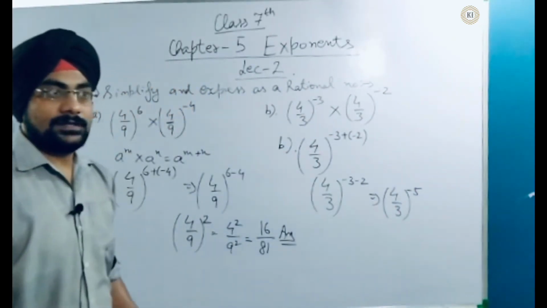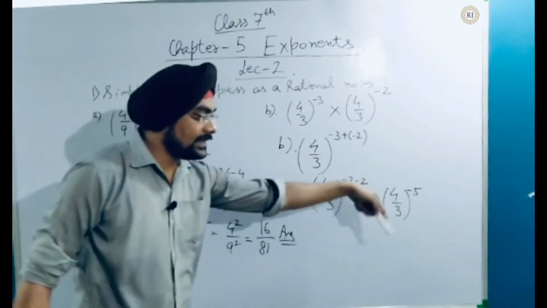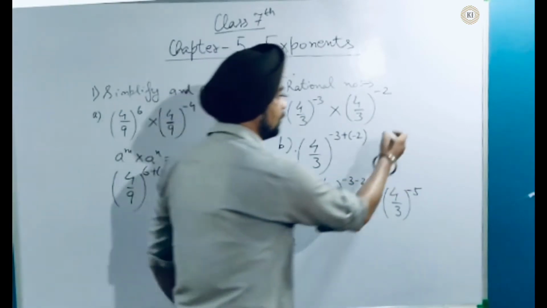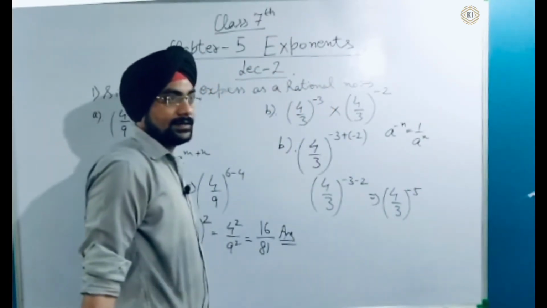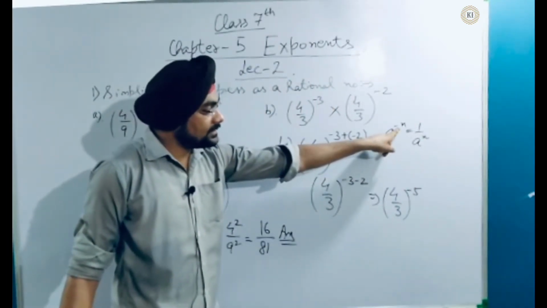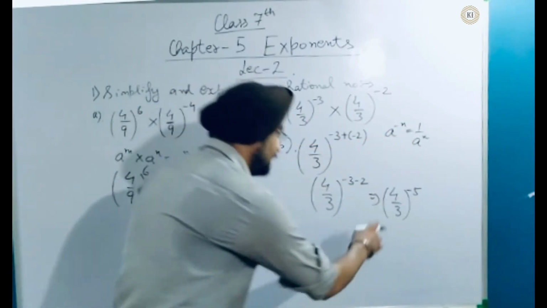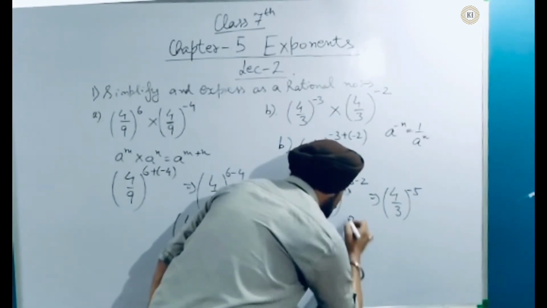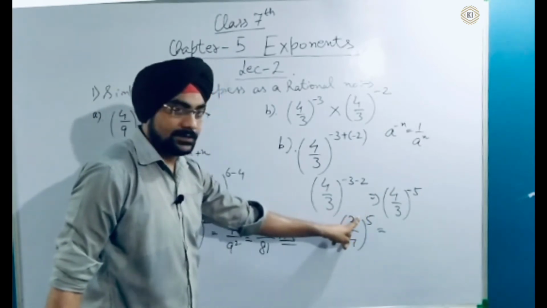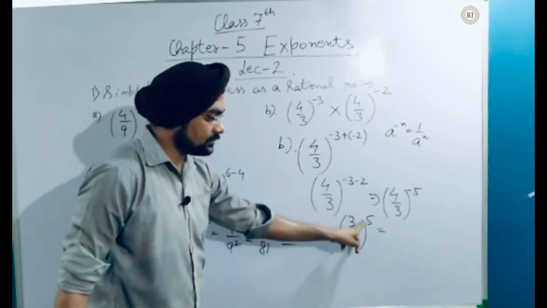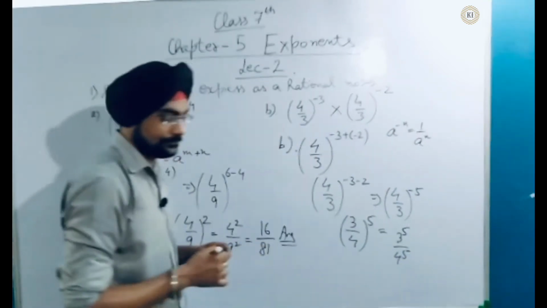Now when the power is negative, we can change this power into positive by simply taking the reciprocal of the base. According to the law, a to the power minus n is equal to 1 upon a to the power n. Whenever the power is negative, we can change it into positive by simply taking the reciprocal of the base. So we can write this value as 3 by 4 to the power 5. Now again, this 5 will come on 3 also, this 5 will come on 4 also. So here 3 to the power 5 upon 4 to the power 5.